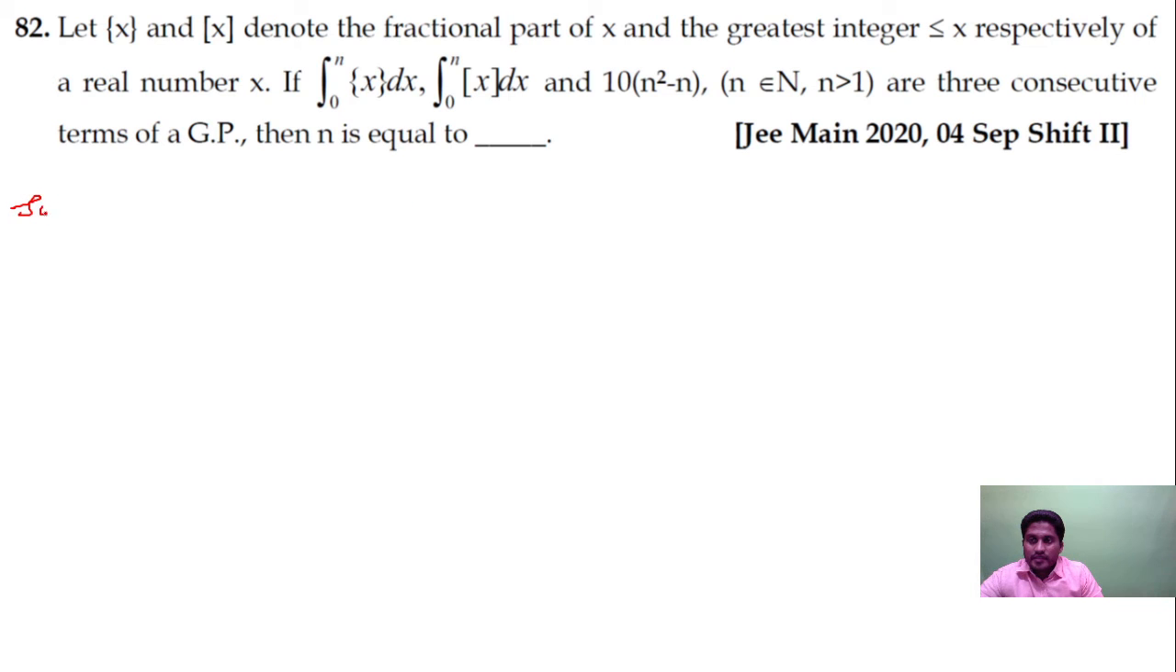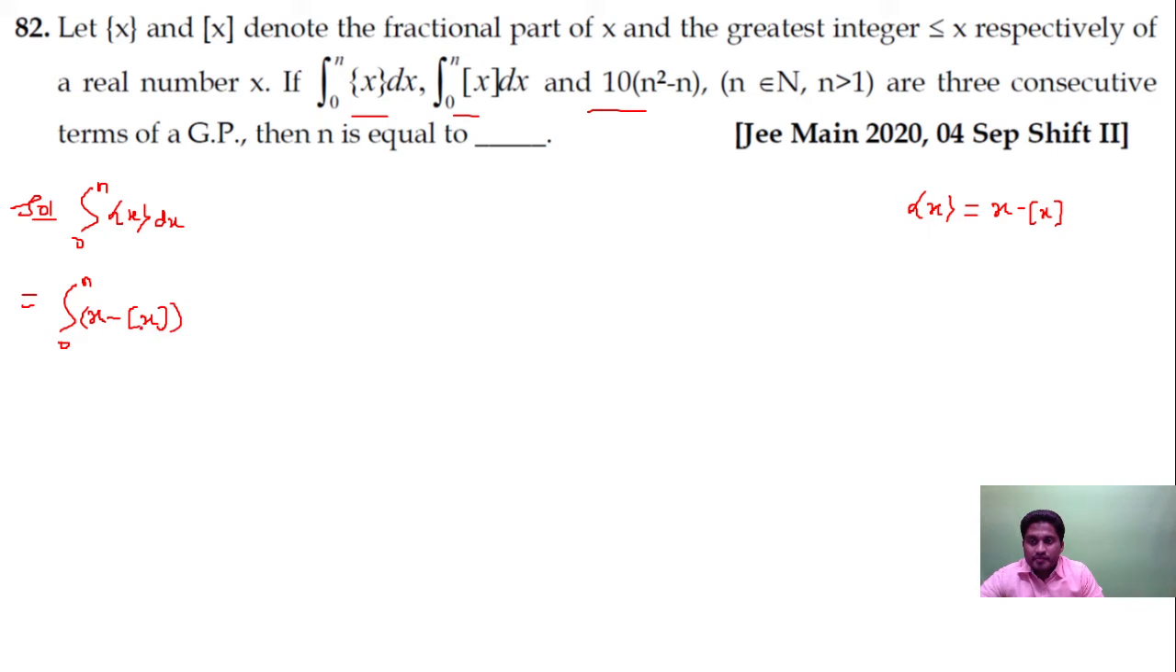Okay, now it is given in the question that these three terms form a GP, and n is greater than 1. So first let me simplify this. Integral 0 to n of the fractional part of x. The fractional part of x is equal to x minus box x, right? And we all know that x minus box x is a periodic function with period 1.